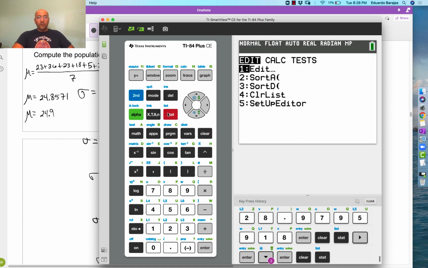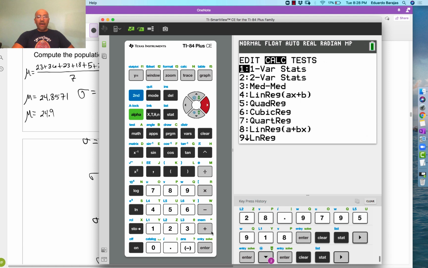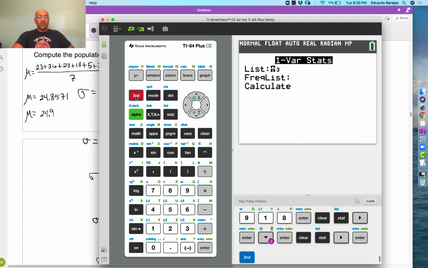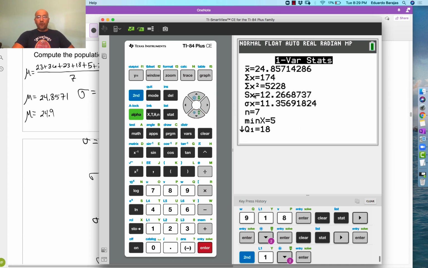However, now if we go to stat, calculate, and go back to the original list, right? All the original values were on list 1. So make sure we go to list 1. Hit enter. And now if we focus right there, there it is. Sigma is equal to 11.3569. So if I'm not asking you to do it by hand and show your work, just use your calculator, then this is how you do it.